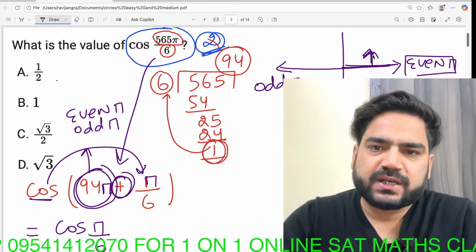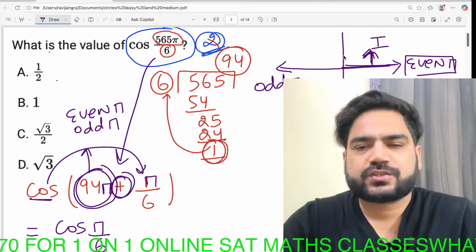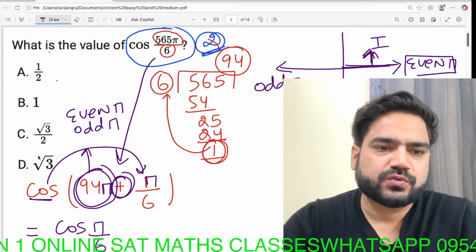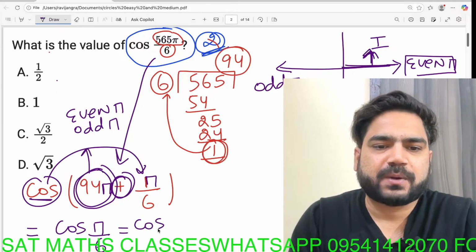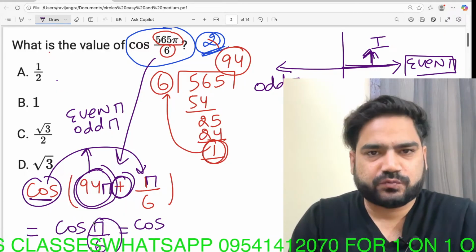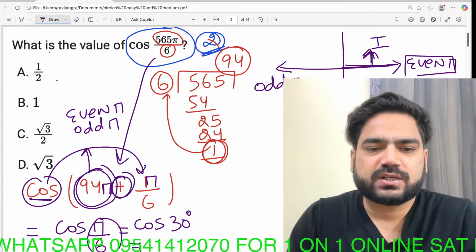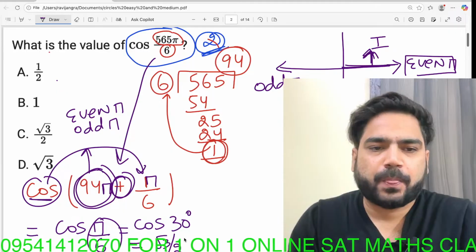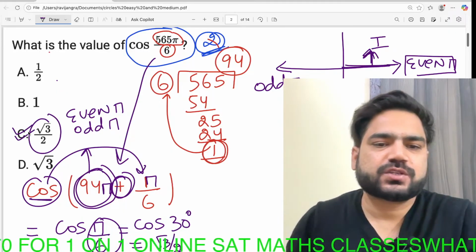So we'll go upside, and upside we have the first quadrant, and in the first quadrant every trigonometric function is positive, so this cos will also be positive. So the answer will be positive. And what is cos pi by 6? What is pi by 6? Pi means 180, and 180 upon 6 means it will be 30. So cos 30 is our answer. And what is cos 30? Cos 30 is root 3 by 2. So our answer will be root 3 by 2, option C. So option C is our answer.